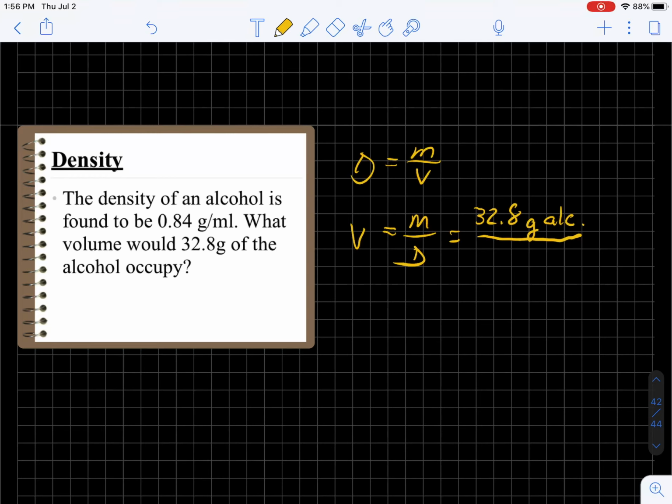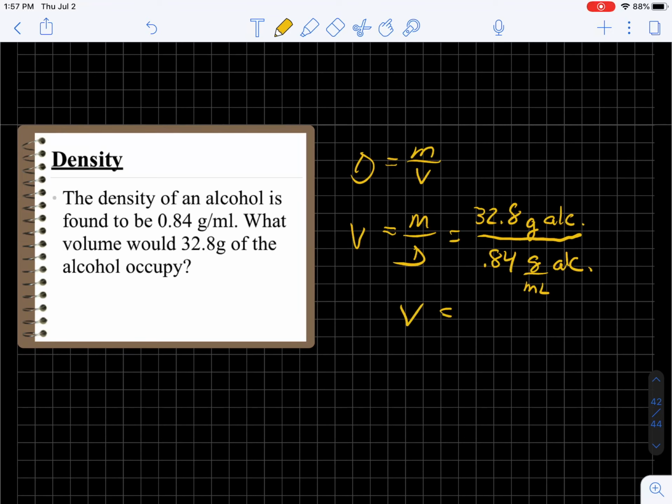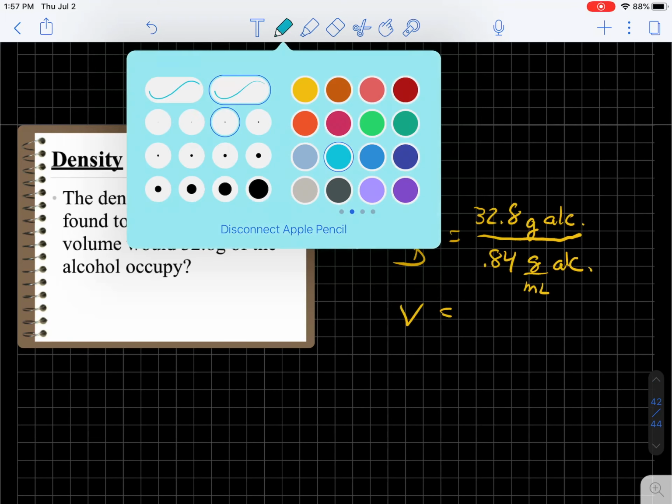32.8 grams ALK. And then we're going to put that over the density. So 0.84 grams per milliliter. That's the unit, ALK. Alright, so now we just have to do a little bit of calculation. So we take out our calculator. 32.8 divided by 0.84, and we get 39.04761905. How many sig figs?